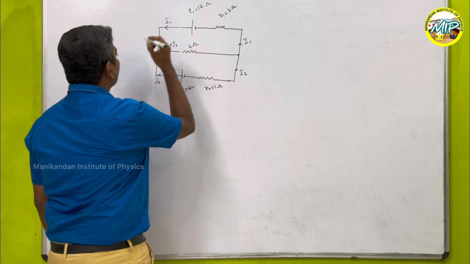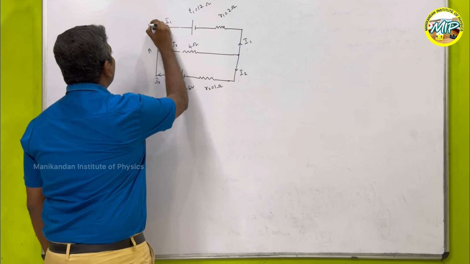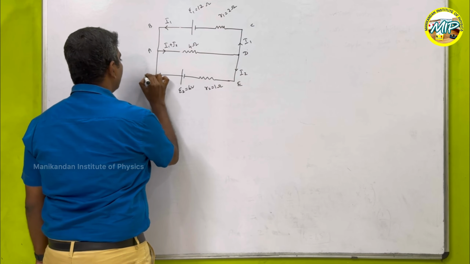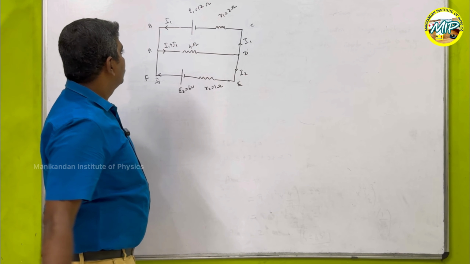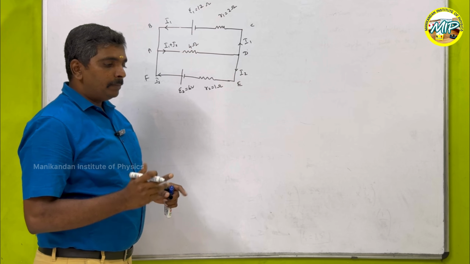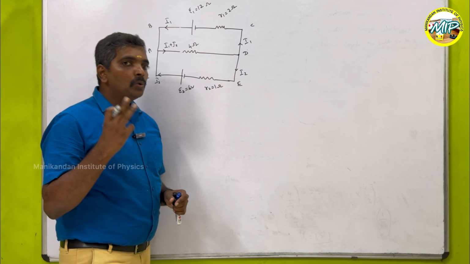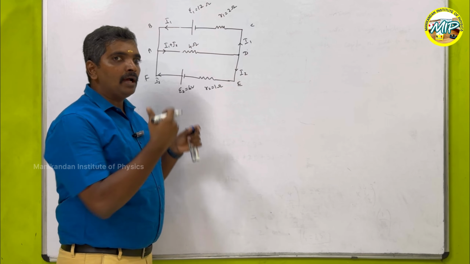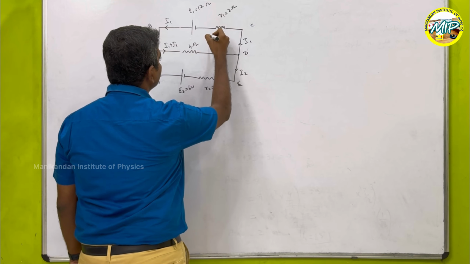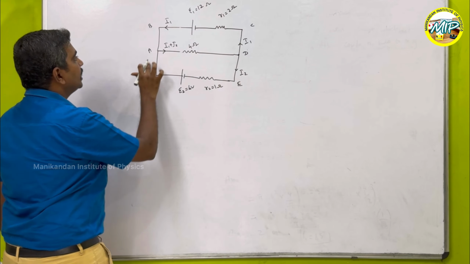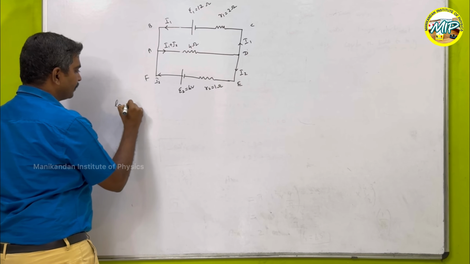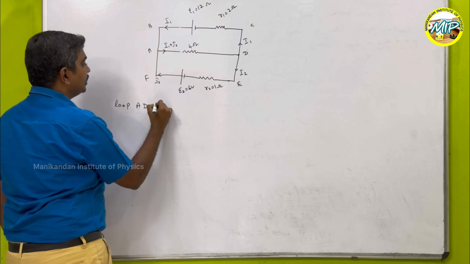So to find the magnitude of a current, I can simply label the circuit with A, B, C, D, E and F. What I'm going to do here is construct two loops, because I just want to find my two unknowns, I1 and I2. I have two loops, so I can simply solve the problem using this. I'm going to consider the loop A, D, C, B.